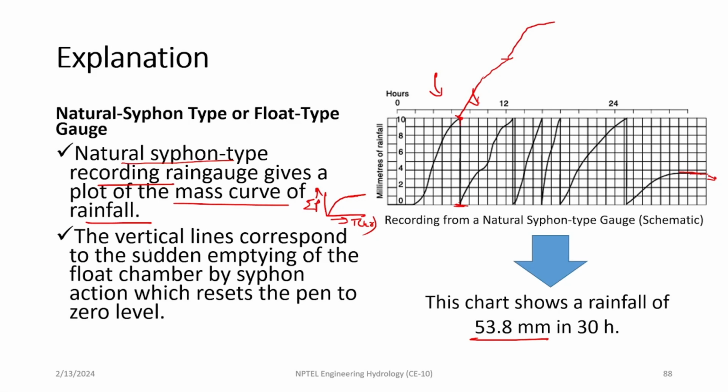Now one more thing before finishing this concept. The vertical line corresponds to the sudden emptying of the float chamber. What I told you, that whenever this vertical line is going, the entire float chamber is getting emptied, and then the pen is coming to the zero level.